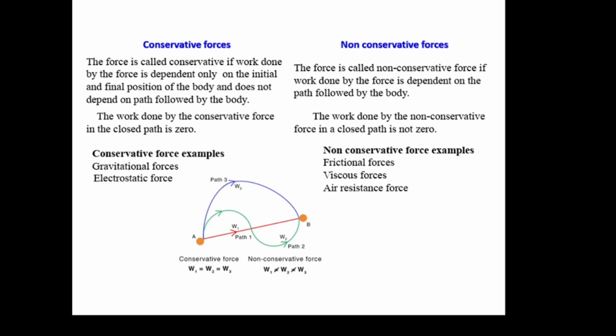Whereas for non-conservative forces, that means the frictional force, viscous force, or air resistance force, there is some energy loss. That means it is not conserved, and it is path dependent. That means if there is friction in this path, then W3, the work done, will be more with respect to W1. That means it is not equal. So for non-conservative forces, the work done is path dependent, and the closed path integration is not zero. Examples are frictional forces, viscous forces, air resistance forces, etc.